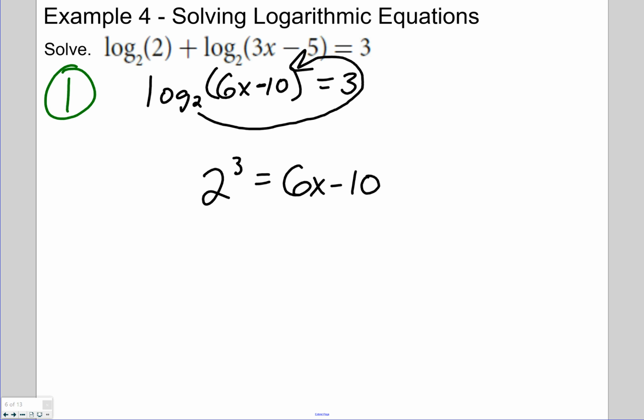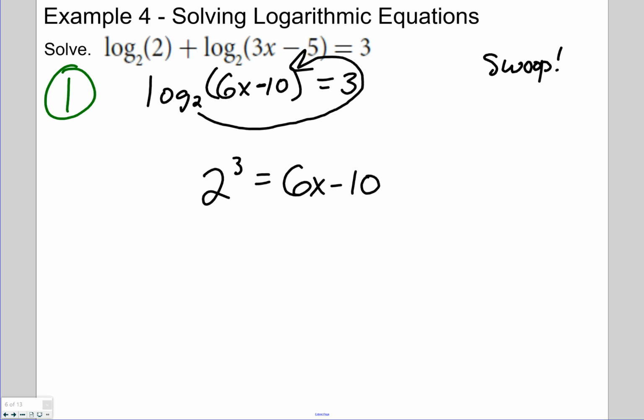Okay. 2 cubed equals 6x minus 10. Does everyone see how we did that next step? That is called changing it. Mathematically you would say, changing it from logarithmic to exponential. That's super boring, so that's why I said swoop it up.